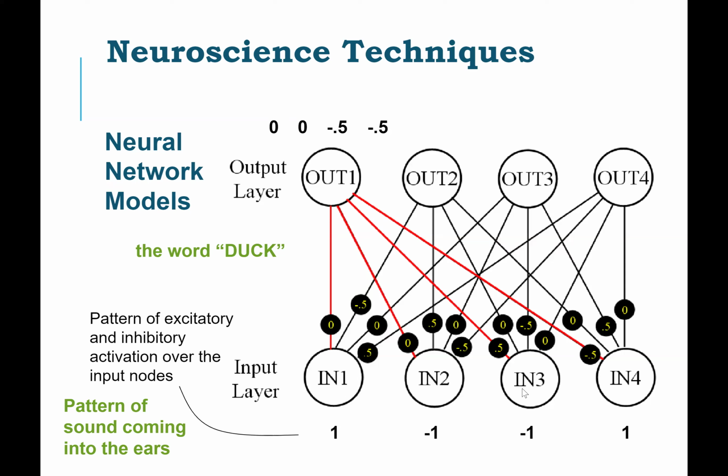Let's go to input 3. Input 3 is connected to output 1 with a connection weight of 0.15. First of all, is this excitatory or inhibitory? Excitatory. So if input 3 was really active, it would increase the firing rate of output 1. Well, what does this negative 1 mean? It's not firing, so it's below its baseline. So what is the net effect on output 1? The response of output 1 goes below its baseline.